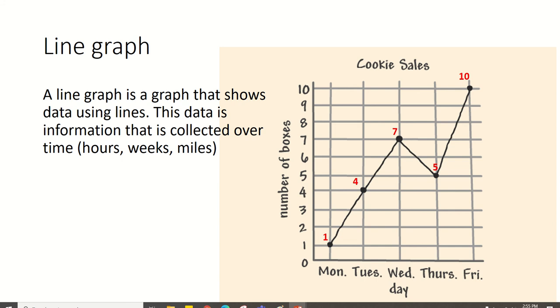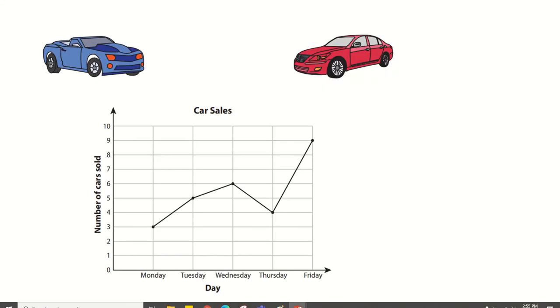Let's practice reading more line graphs. Here's a line graph that represents the number of cars sold over the course of the week. Well, if I look at Monday, I see that there were 3 cars sold on Monday. On Tuesday, more cars were sold. How many cars were sold on Tuesday? 5. There were 5 cars sold on Tuesday.